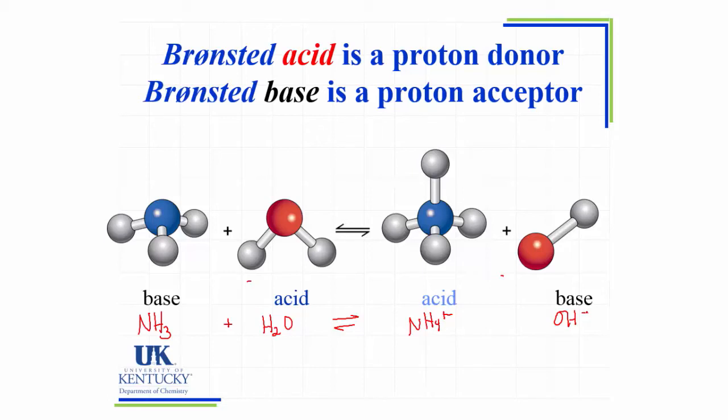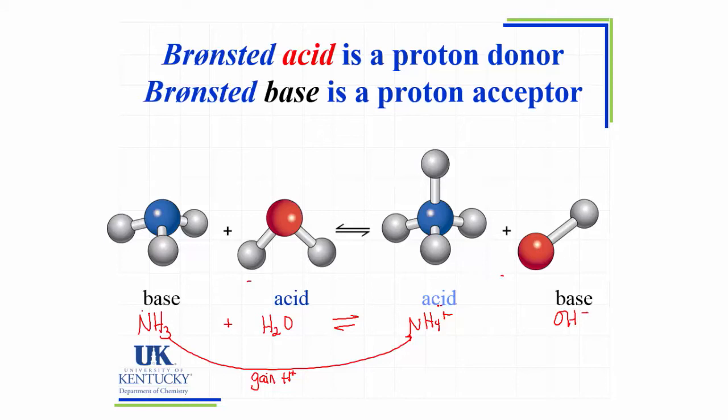What we look at are the pairs of substances that have changed by a single proton. NH3 here goes to NH4+ over here, and in going from NH3 to NH4+, it has gained a proton. If it's willing to accept a proton, then NH3 is our base. After it accepts the proton, it has an H+ and is willing to donate a proton, so it's acting as an acid.